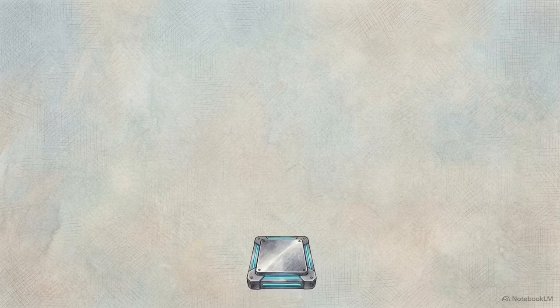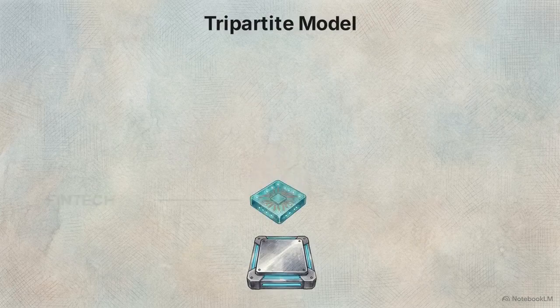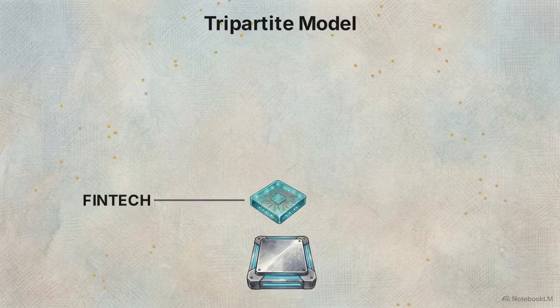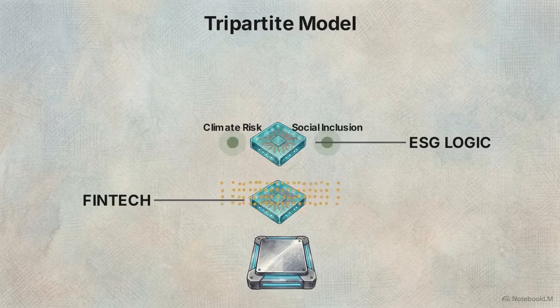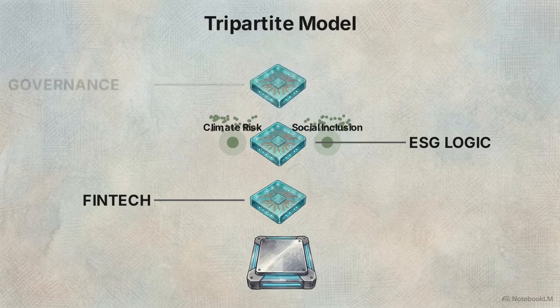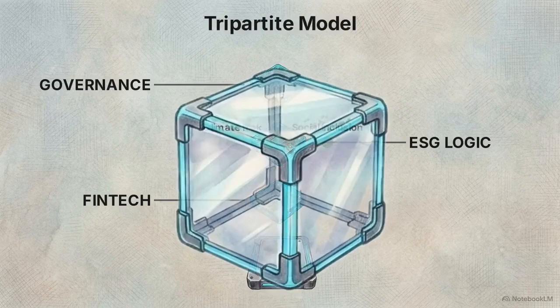Solving the disconnect between legacy systems and non-financial data requires a tripartite model. This architecture converges three distinct pillars into a single operating foundation. First is the FinTech layer. This provides the sheer infrastructure required for high-volume data ingestion and automated processing at scale. Second is the ESG logic layer. This integrates the specific non-financial risk variables and opportunity classifications directly into the bank's decision-making matrix.